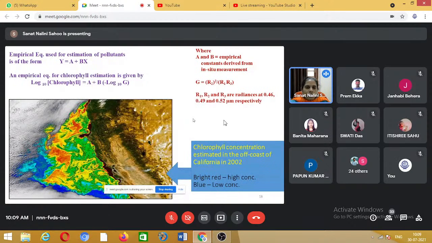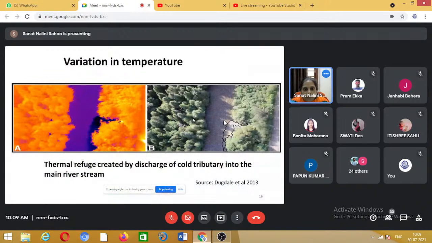You can estimate what the different pollutants present in water are, and to what extent they are present. Then coming to temperature, the variation of temperature is a possible application of thermal remote sensing or far infrared remote sensing. This shows the thermal refugia created by discharge of a cold tributary into the main river system. You see, this is a river system, and possibly there is a plant here, and this is discharging pollutants to this river. Here you can see the thermal image, where the cold water is demarcated as black lines, and this is the normal water.